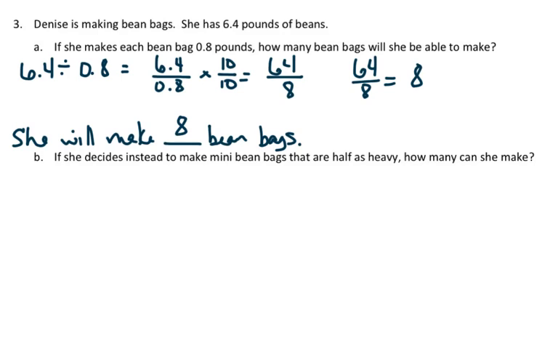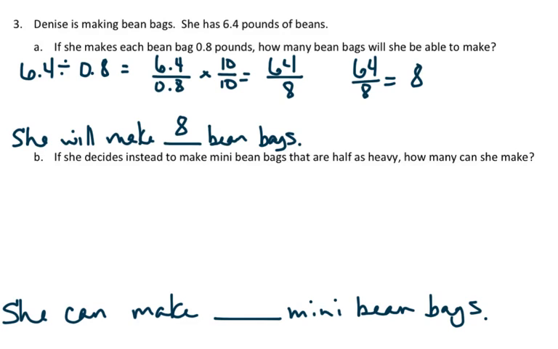Now take a look at B. If she decides instead to make mini bean bags that are half as heavy, how many can she make? So instead of 8/10 of a pound, she's going to make them 4/10 of a pound. So let's do our target sentence. And that reads, she can make blank mini bean bags. So she still has 6 4/10 pounds of beans, but now instead of 8/10, we're going to use 4/10 because it's half as heavy. And that's going to be 6 4/10 divided by 4/10.